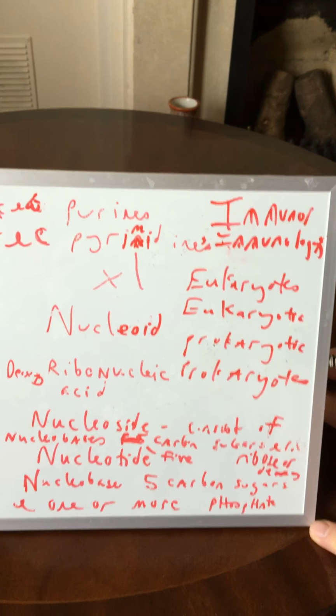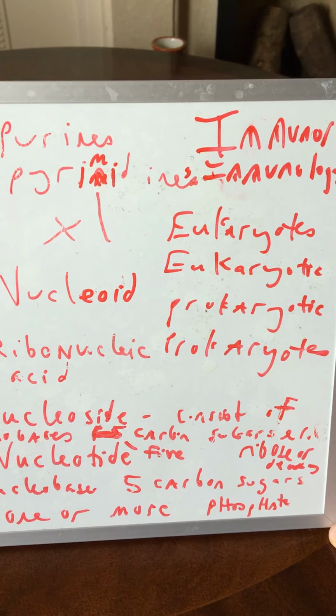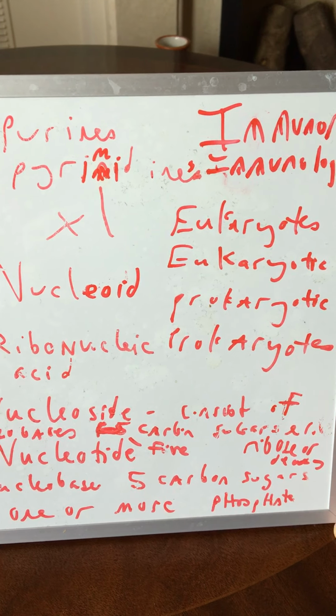Right, I just want to show you something here. The A and G are the purines. The T and the C are the pyrimidines, like the word pyramid in that one.